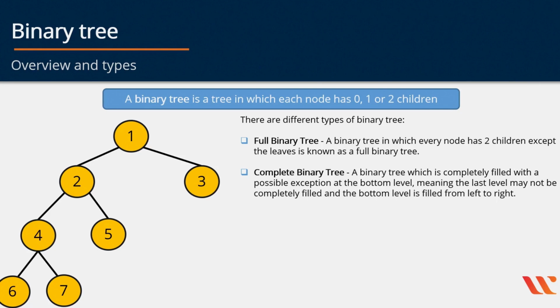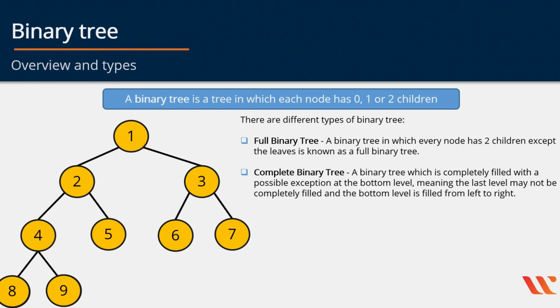Next we have a complete binary tree. A binary tree which is completely filled, with a possible exception at the bottom level, meaning that the last level may not be completely filled, and the bottom level is filled from left to right. So in our case we have a full binary tree, but it's not a complete one. To fix that, we can either remove the last 2 nodes on level 3, which are the ones with numbers 6 and 7, or we can add 2 nodes below node 3, which will lead to a bit of reordering. Now we have a complete binary tree, and for that matter this is also a full binary tree.